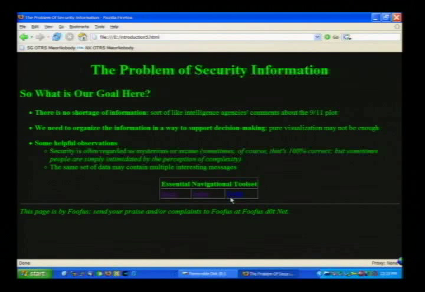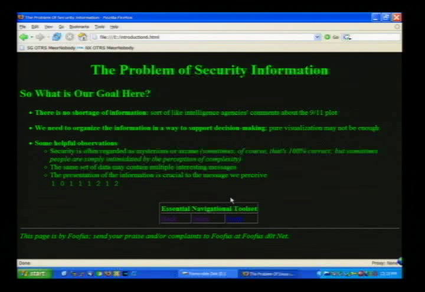So we're going to make two observations here. The first thing is that security is not necessarily as hard as it sounds. When people talk about security, it always seems really mysterious. But sometimes that's just this perception of complexity, and maybe we can do some things to reduce that. The second thing is to note that the same set of data might contain multiple messages that are interesting to us. So for example, here's a little puzzle.